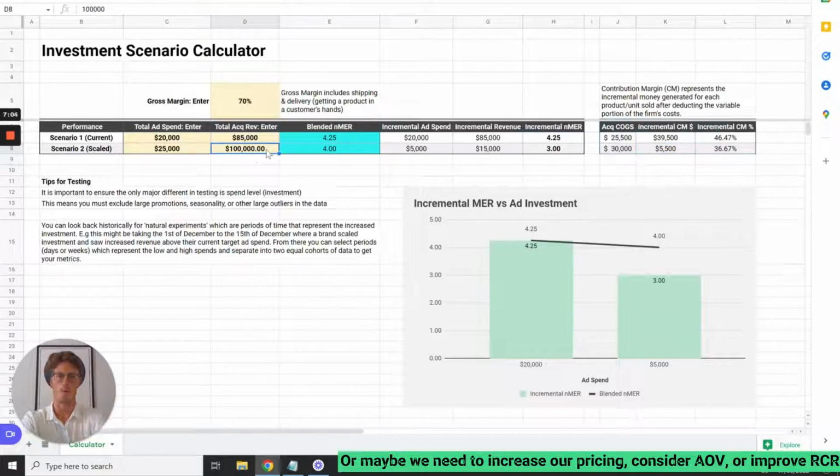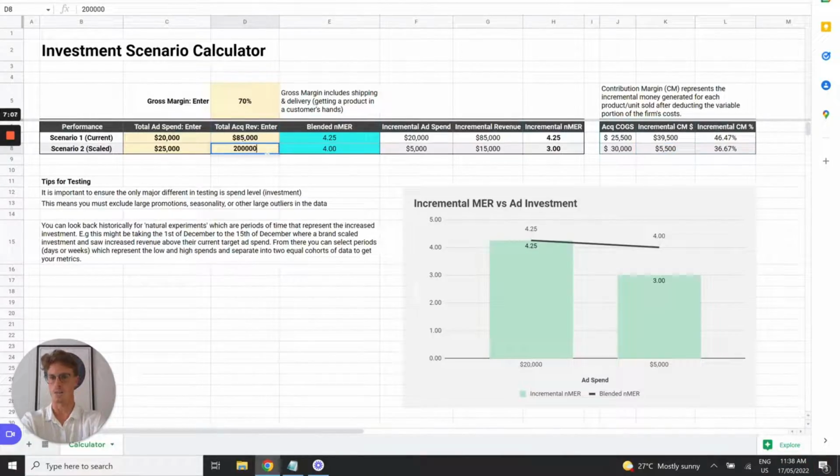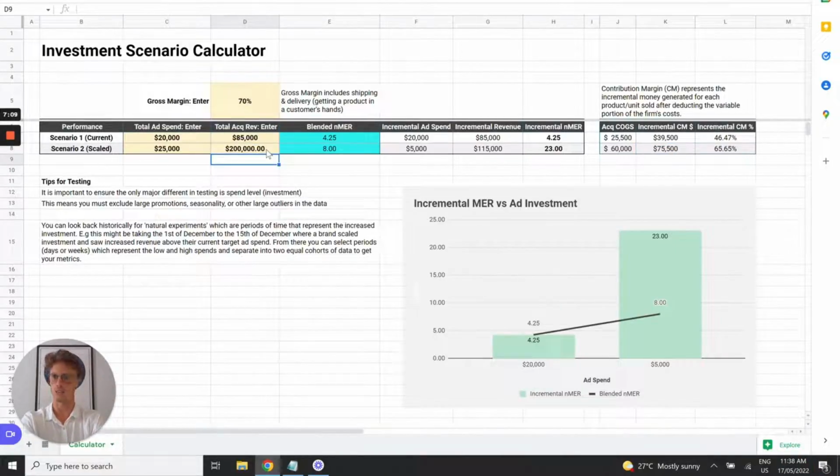We can see, maybe this was a completely different scenario where they generated $200,000 off that additional 5K spend, which would be a fantastic result, a wildly good result. And we'd say, hey, for that additional $5,000, you're generating an extra 115 incremental MER of 23. It's a fantastic outcome. Let's do it. Let's do it today. And then let's see how far we can push that spend.